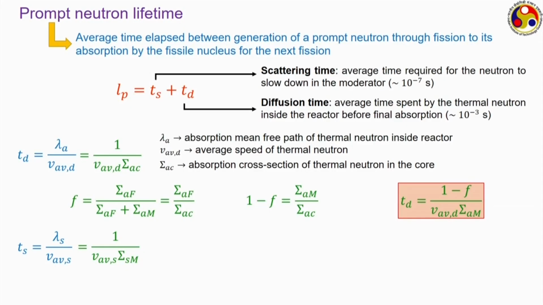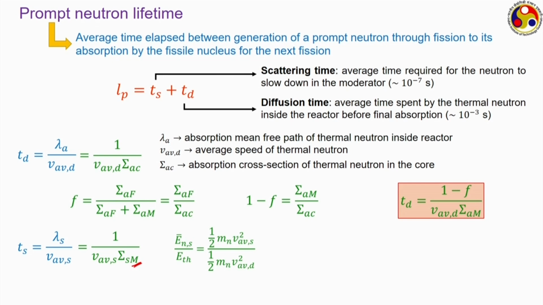So, lambda_S can be related to the macroscopic scattering cross section for the moderator. It is the moderator where the scattering process is going on. Fuel does not have any role in the scattering, and that is why we have only the moderator here.